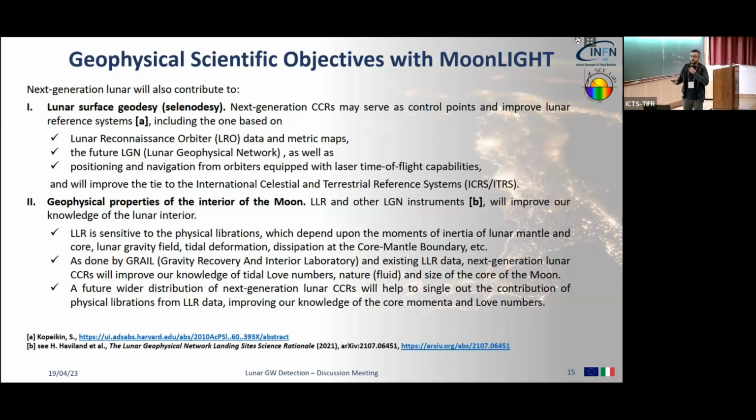Concerning the geophysical properties of the interior of the moon, lunar laser ranging is very sensitive to physical vibration, and physical vibration in turn depends on the moment of inertia of the mantle and the core, on tidal deformation, and on dissipation at the core-mantle boundary, and so on and so forth. So in principle, if we use MoonLIGHT, we can drastically reduce the issue of the vibration in the lunar laser ranging data. They will not disappear completely, but we can greatly reduce them.